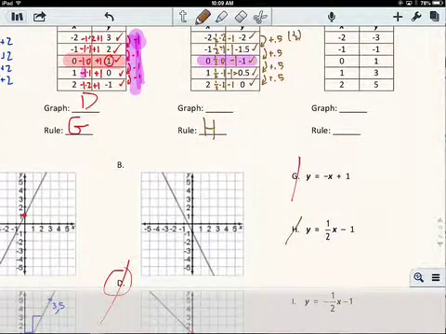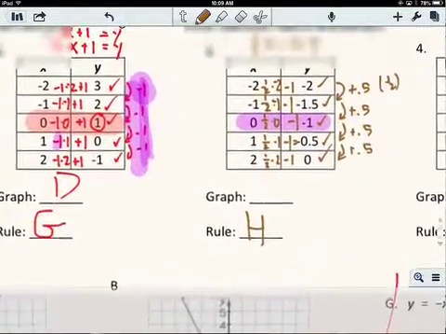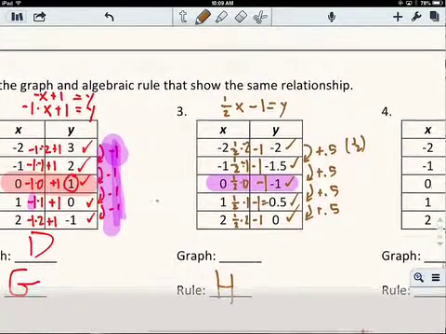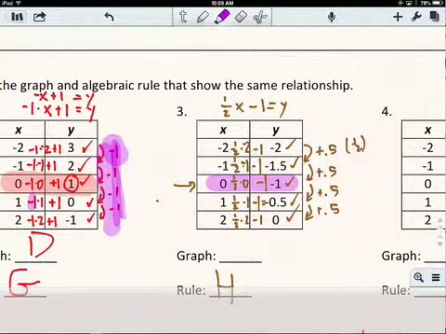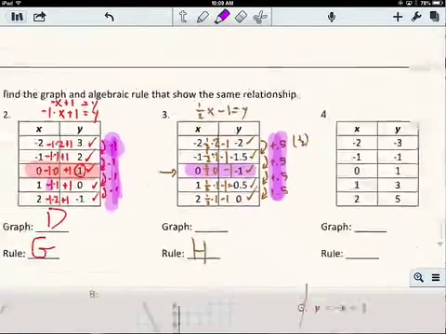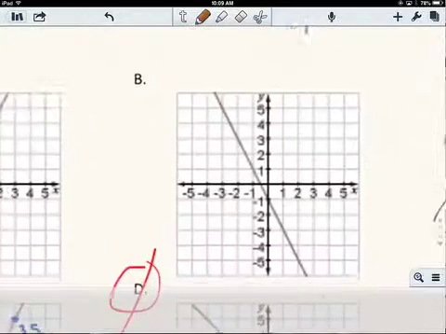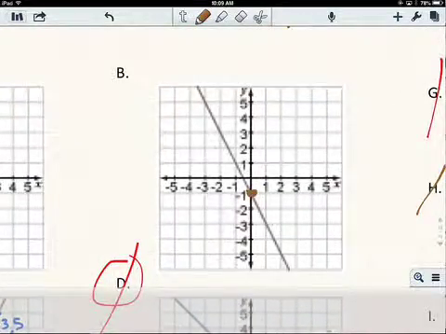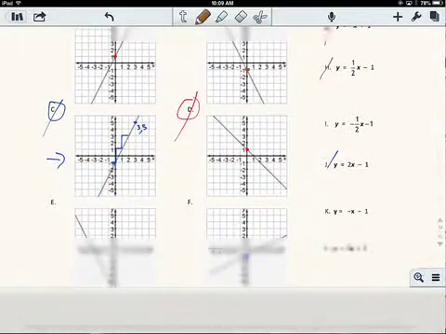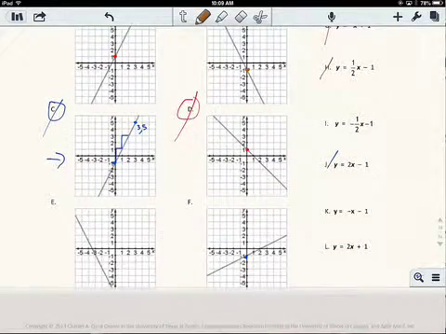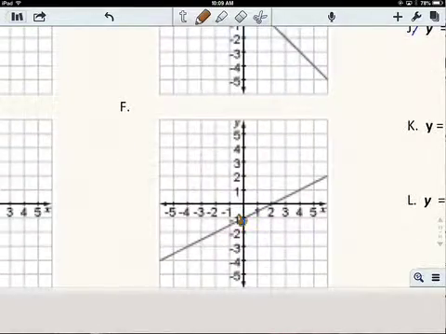So there's h. So now we need to find a graph that crosses at negative 1 and is increasing by a half each time. So let's look for the ones that are crossing at negative 1. Here's one that crosses at negative 1. So that's one candidate. Where's another? Do we have any other candidates? Yeah, here's one. Negative 1 crosses right there.